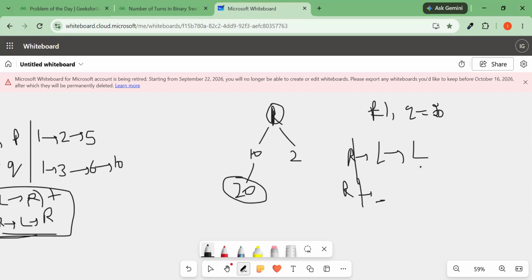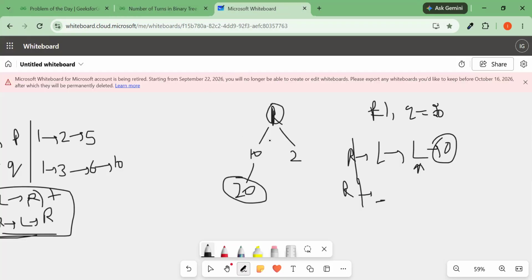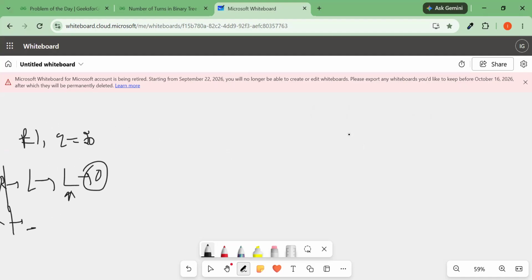So what will be my total final turns? If I'm standing here, am I taking any turn? No, because left is left. So there is no turn I have to take, and the number of turns equals 0. There is no turn that I took, so in that case it is a straight path, and according to the problem statement, we return -1 in that case. Okay, let's consider the third case.